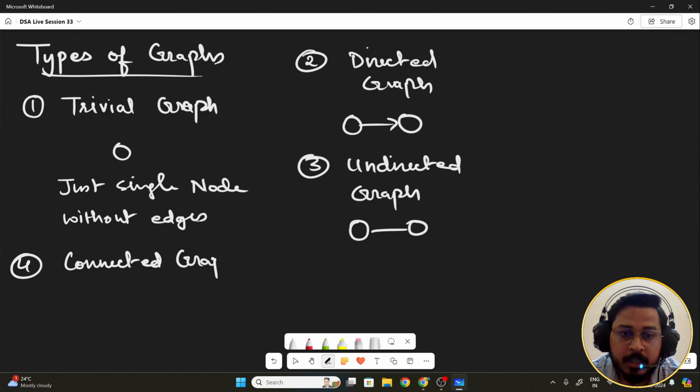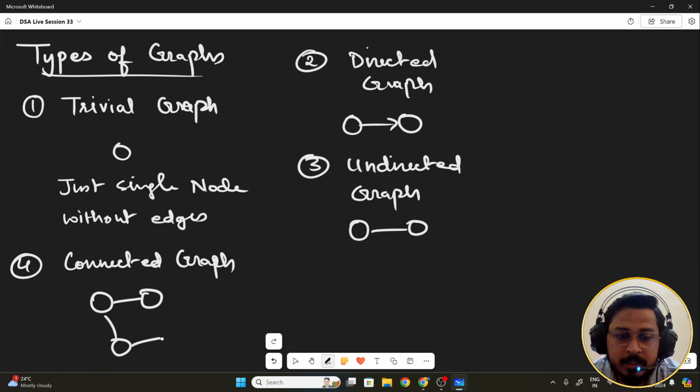Connected graph. Connected graph means everything is connected no matter what. Everything is connected. Now, connected in the sense that not every node should be connected to each other. This is a connected graph.